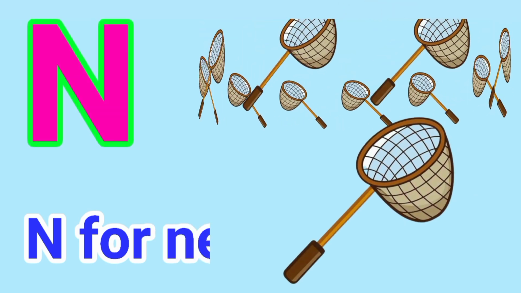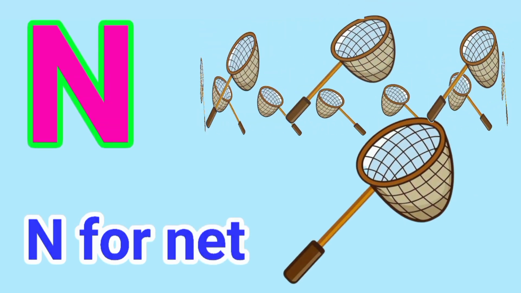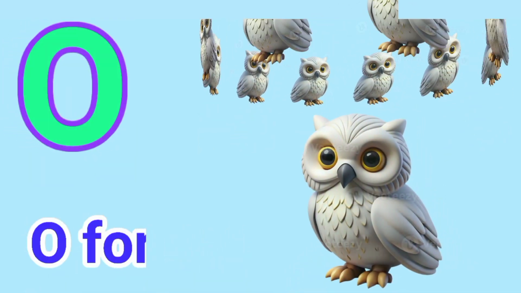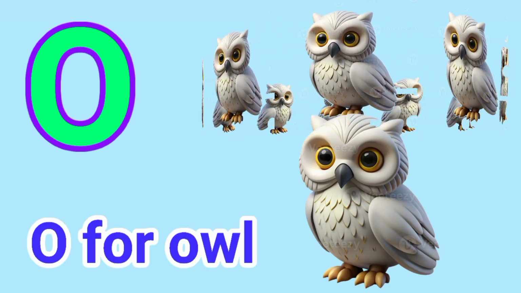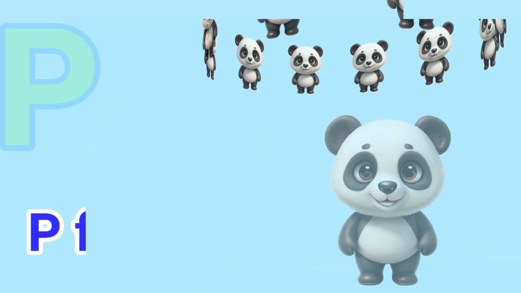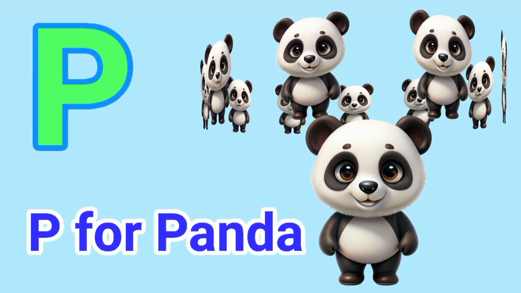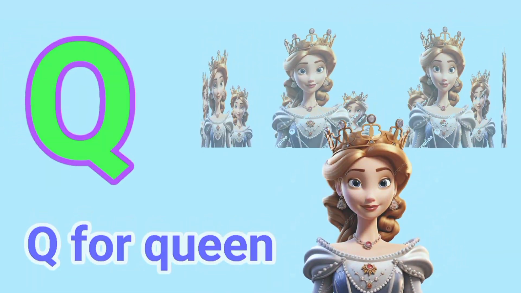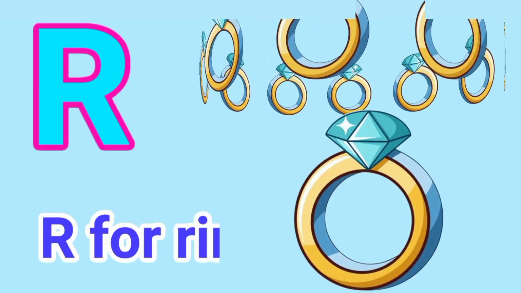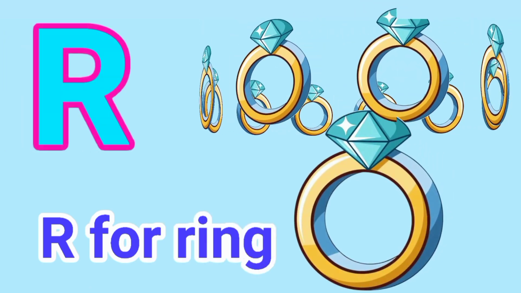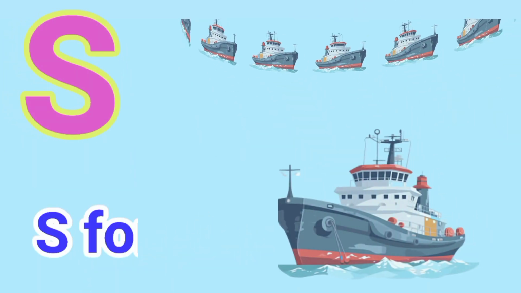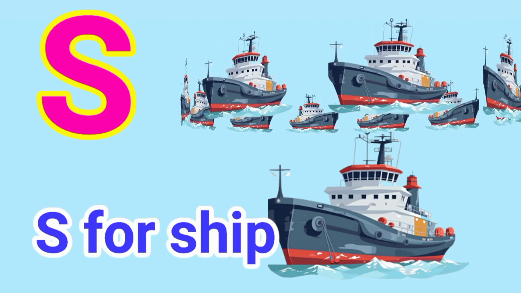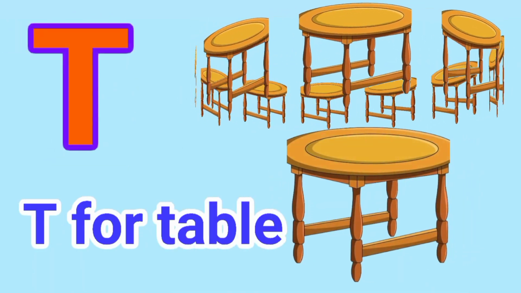N for net. O for owl. P for panda. Q for queen. R for ring. S for ship. T for table.